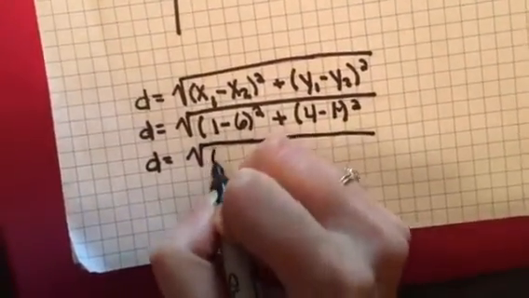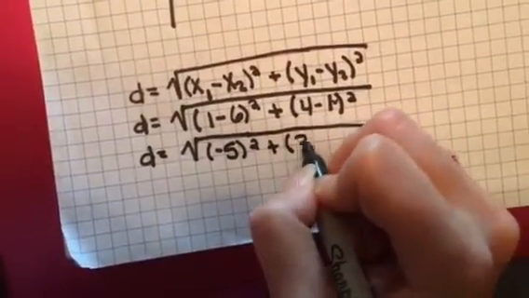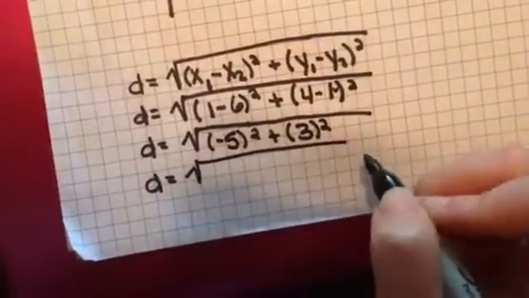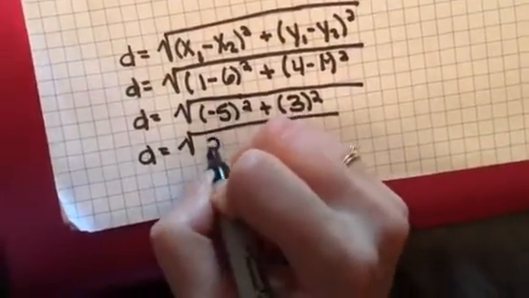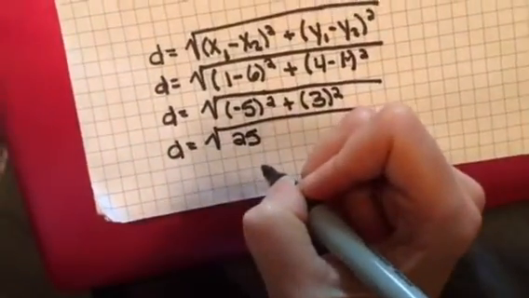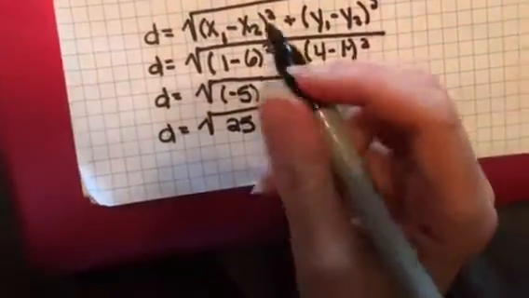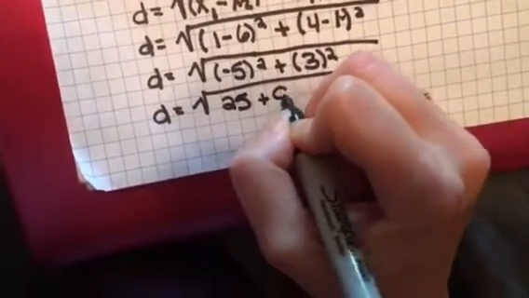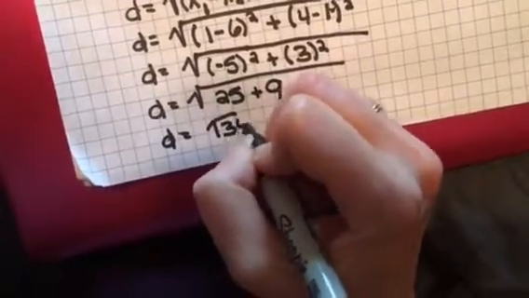So 1 minus 6 is -5, and 4 minus 1 is 3. And I start a new line with each new calculation just to keep my work neat and orderly. -5 squared is 25, because whether we square a positive or a negative, -5 times -5 is positive 25, and 5 times 5 is also positive 25. So these will always be positive numbers. 3 squared is 9. So my distance equals the square root of 34, because 25 plus 9 is 34.